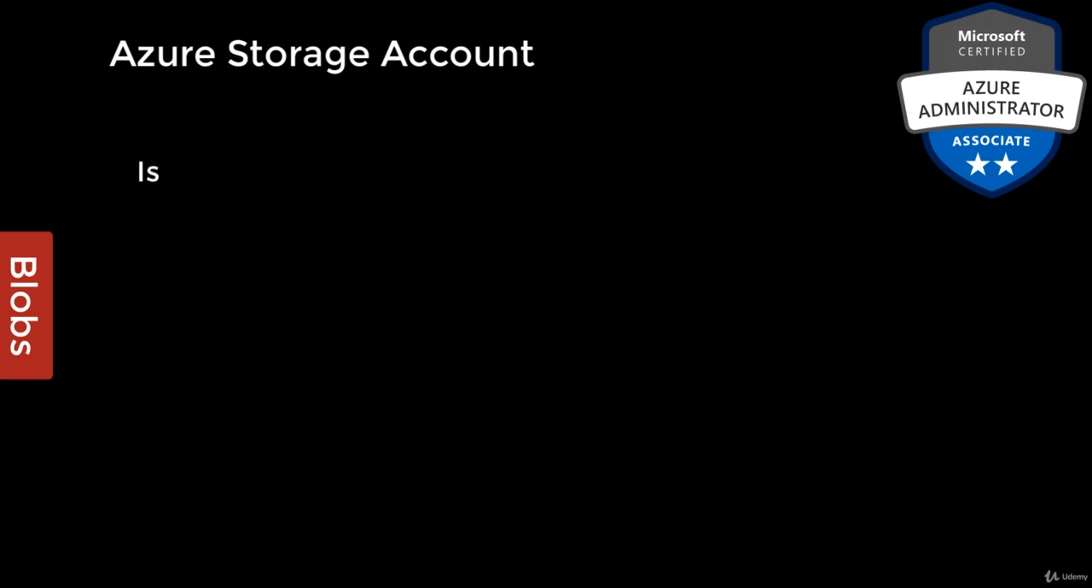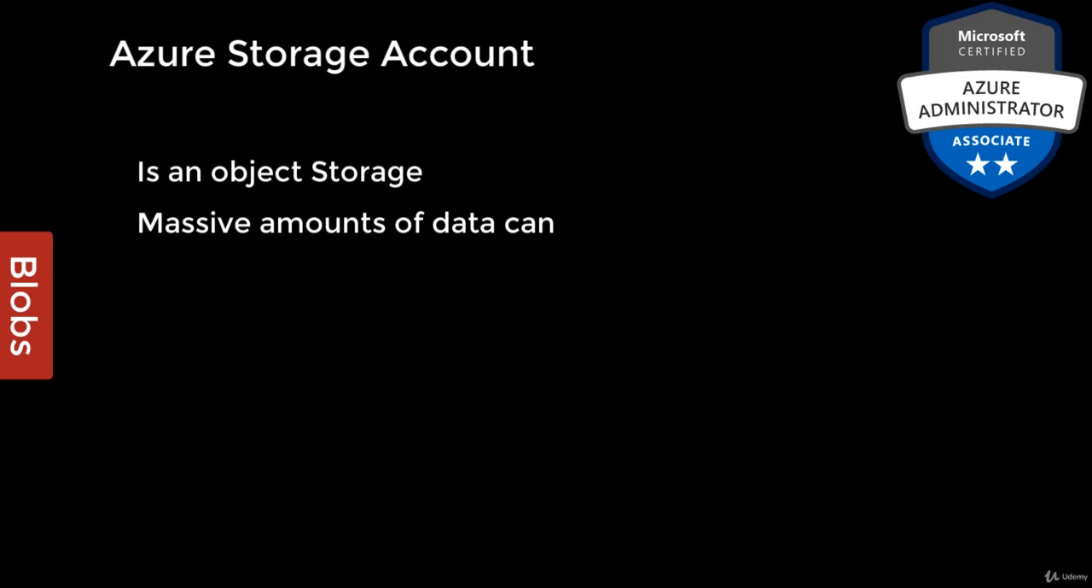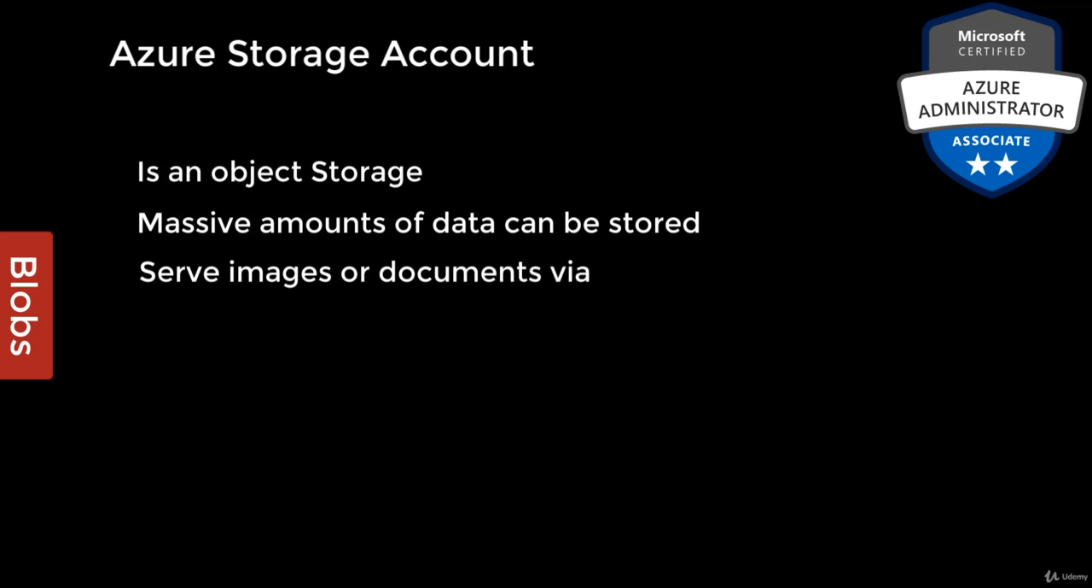Azure Blob Storage. Azure Blob Storage is Microsoft's object storage solution for the cloud. Blob storage is optimized for storing massive amounts of unstructured data, such as text or binary data. Blob storage is ideal for serving images or documents directly to a browser. So if you have your website or your web application, you can keep your pictures, videos, and images in the blob storage. Blob storage can also be used for storing files for distributed access.